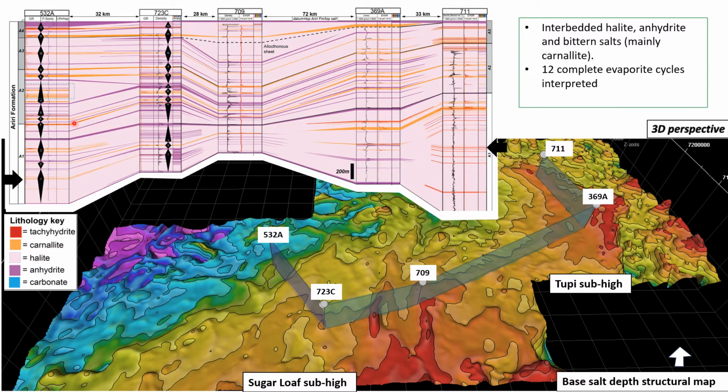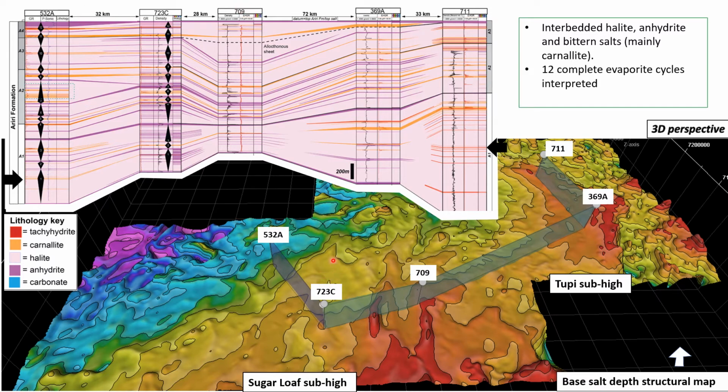Interpretation of the wells indicates that the intrasalt is characterized by interbedded halite, anhydrite, and bitter salt, mainly carnallite. We interpreted 12 complete evaporite cycles, meaning that this basin was nearly desiccated and refilled at least 12 times during deposition of the salt or evaporites in the late Aptian. This intrasalt heterogeneity is what causes the highly reflective nature of the salt, mainly acoustic impedance contrast resulting from density and seismic velocity variations of the different evaporite minerals.